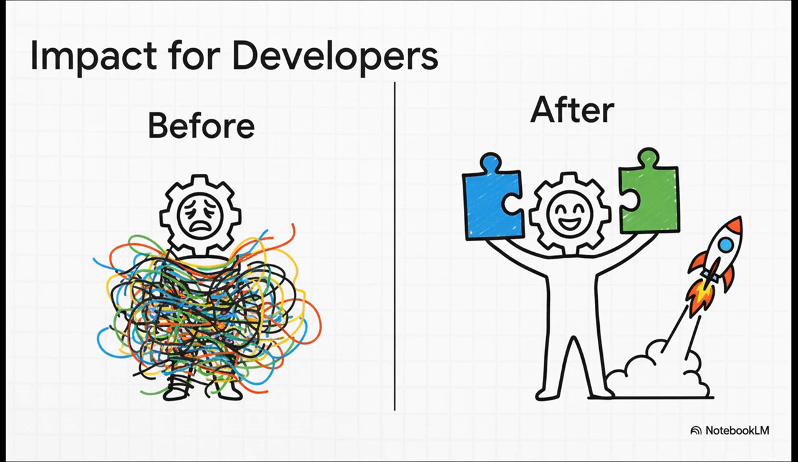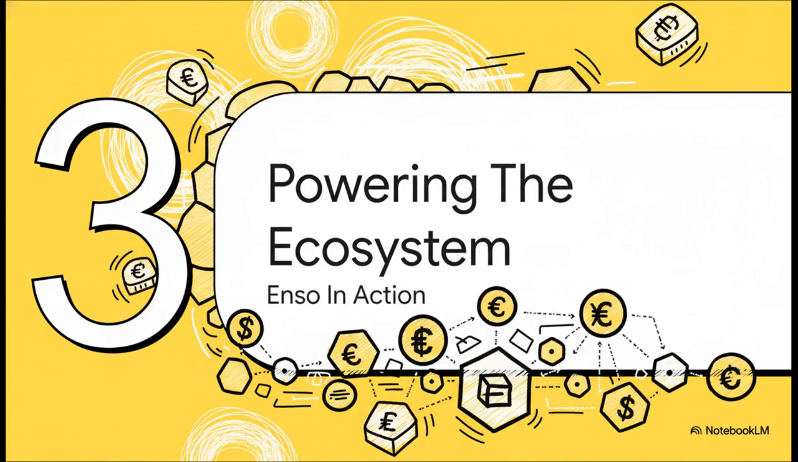Instead, they can just plug into Enso's library of integrations, pick the actions they need, and get back to focusing on what actually matters, building an awesome product for you and shipping it fast. All right, section 3, powering the ecosystem.